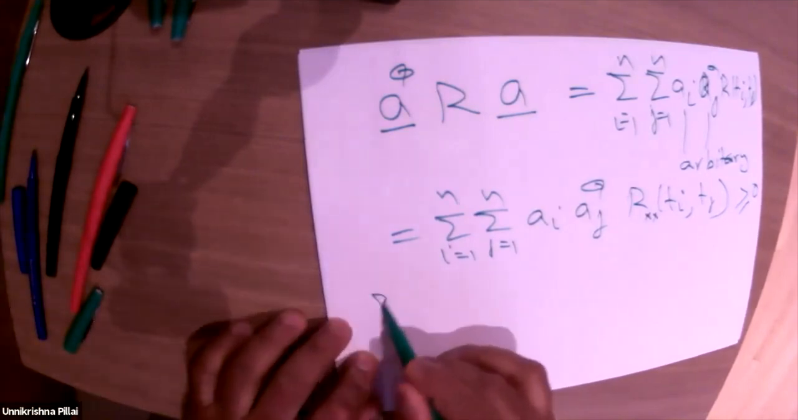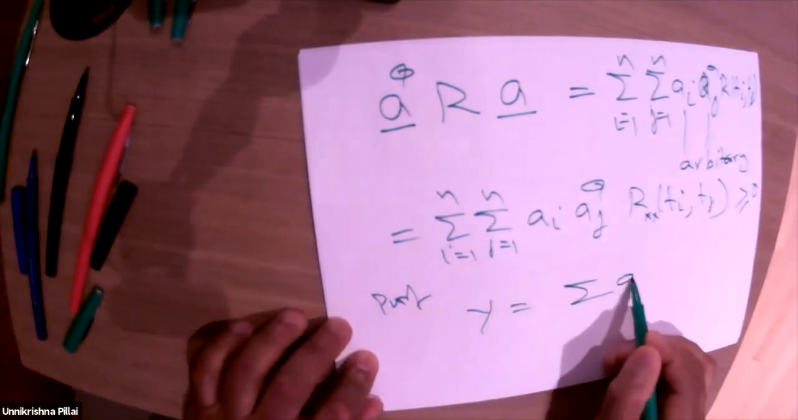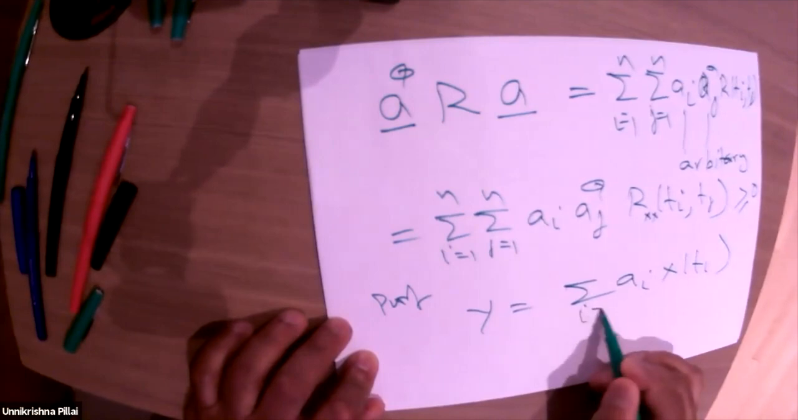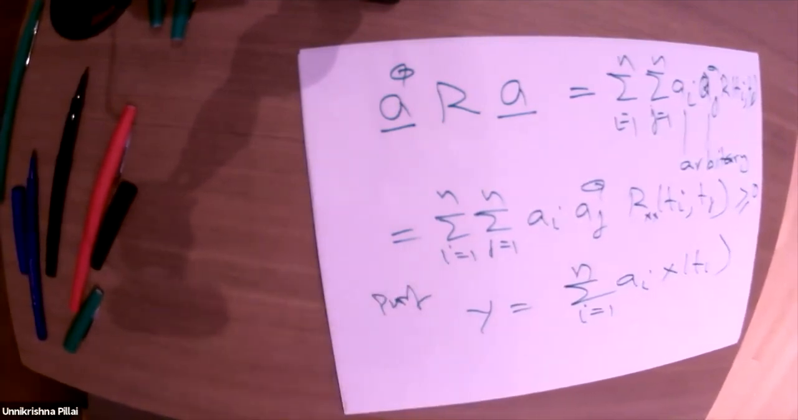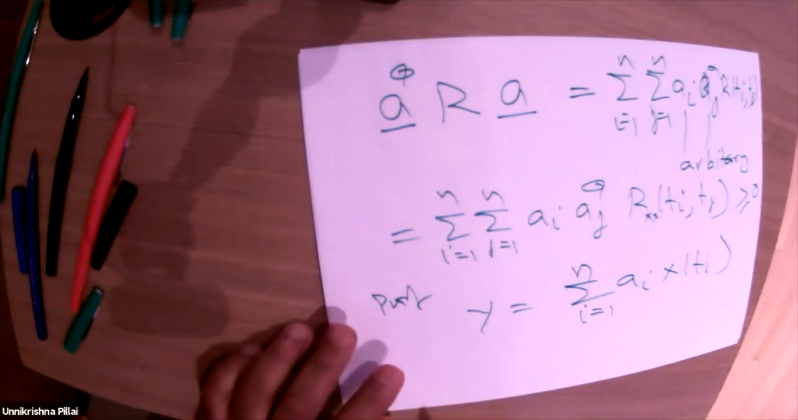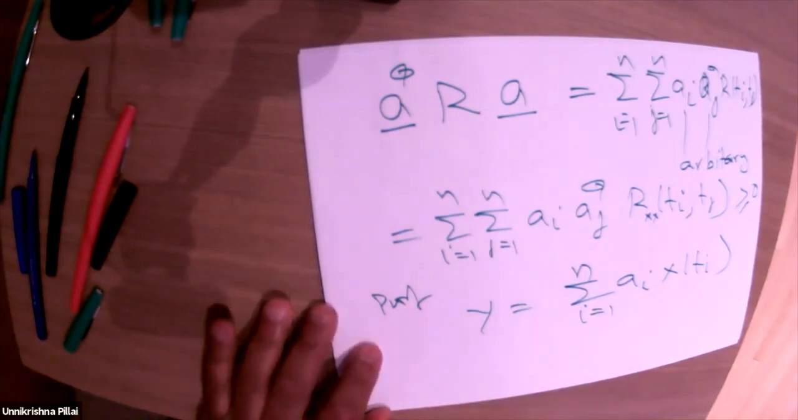So to prove this, let me define Y to be summation AI X of TI. Anybody, what is Y? X of TIs are a bunch of random variables, X(T1), X(T2), X(TN). So if I add a bunch of random variables and scale them, what do you get? Y will be another? If you add two random variables, what do you get? You are not going to get a constant. What do you get? A new random variable. So if you scale a bunch of random variables and add them, you get a new random variable. It will have its density function, right? We don't know what it is, but it will have some density function.